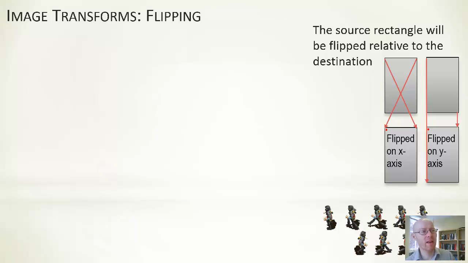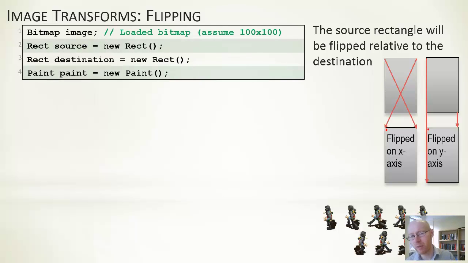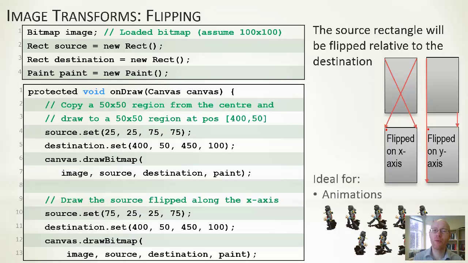How do we do this? Here we need to know the size of our image. This will be important, the overall size of the image, so 100 by 100. We've got our source and destination rectangles, and our default paint. We're going to show two examples. The first one, lines 4 to 7, just draws it out normally, so it will look as it should. On lines 10 to 13, we're going to draw it out at the same size and same location on the screen, but flipped along the Y axis. That'll be the only difference between the two.